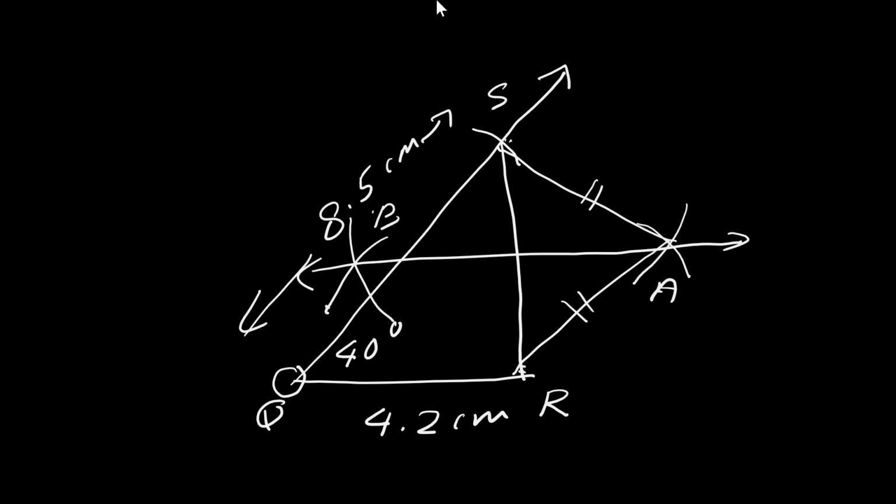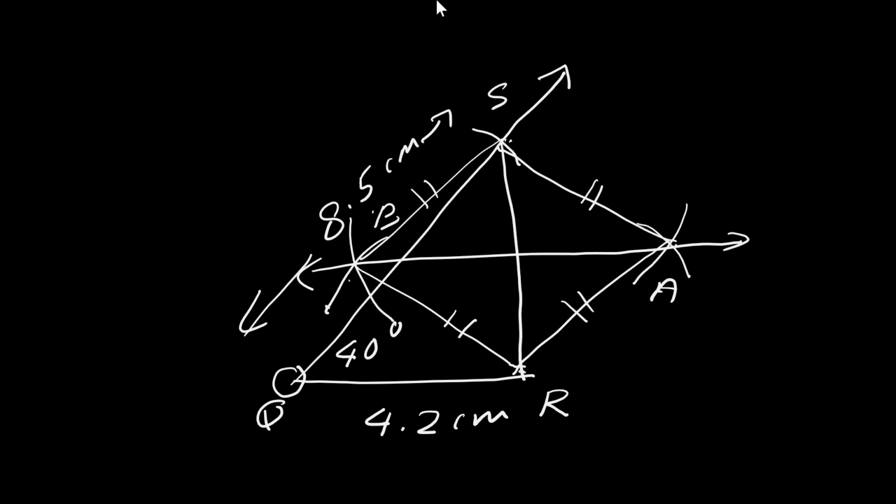Similarly, B: SB is equal to BR, radii of congruent circles. So B is also equidistant from S and R. That means B lies on the perpendicular bisector of SR. So A and B, two points, lie on the perpendicular bisector of SR.